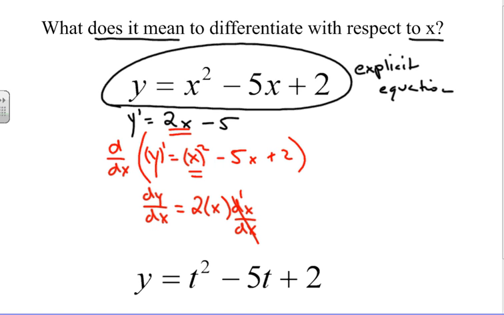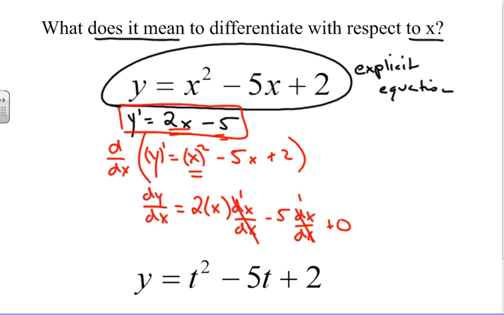We then go over here and say, okay, what's the derivative of negative 5x? Well, that's going to be negative 5 times the derivative of x, which is dx/dx, which once again turns to 1, and we're left with negative 5. And then the derivative of 2 with respect to x is still going to equal 0. And so we have our final answer, the same as we would do with the normal one.